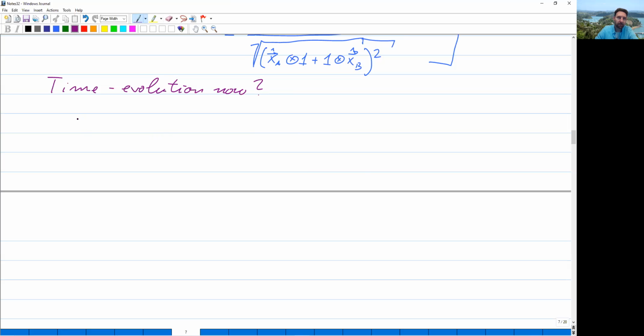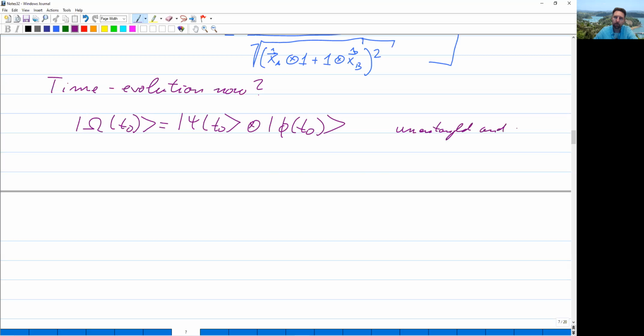Let's say we have, again, the same initial state. Omega of t naught is an unentangled pure state. So it's just psi of t naught tensor phi of t naught. We can write it down as just a vector, so it's pure. And it's unentangled because it's just one term of this tensor product, not the sum of those. So this is unentangled and pure, an unentangled and pure initial state.